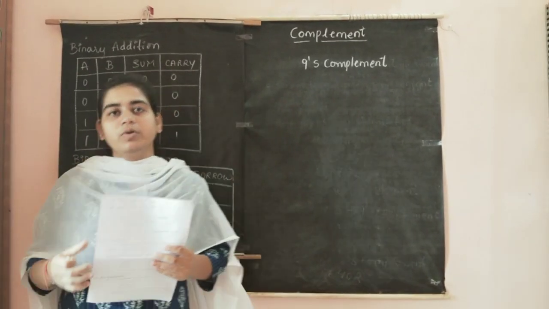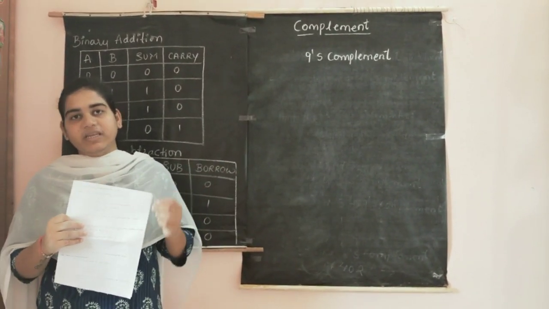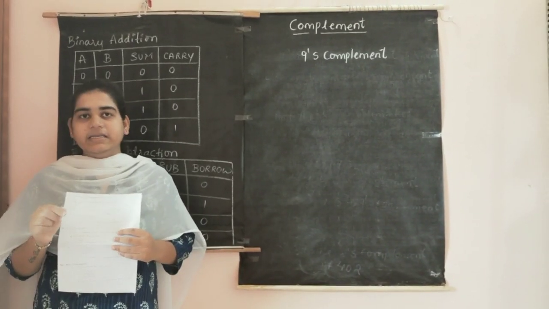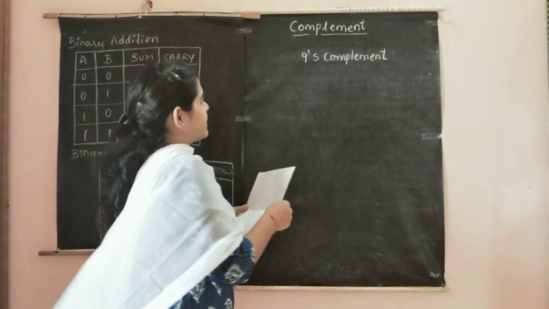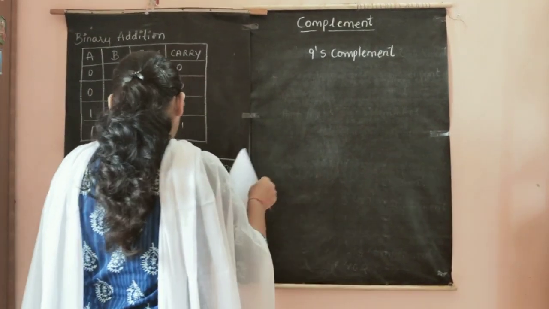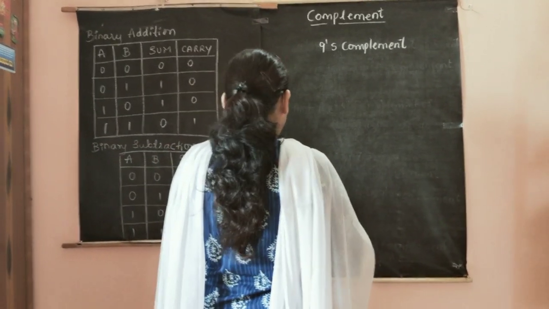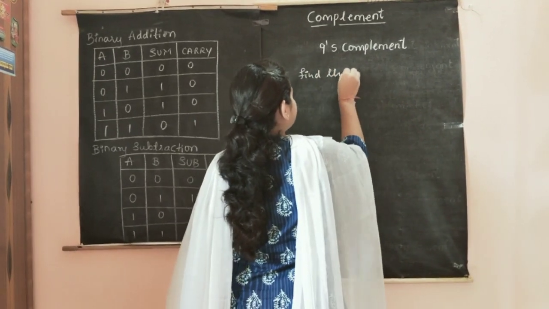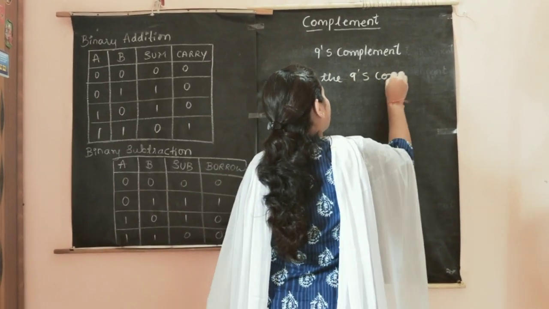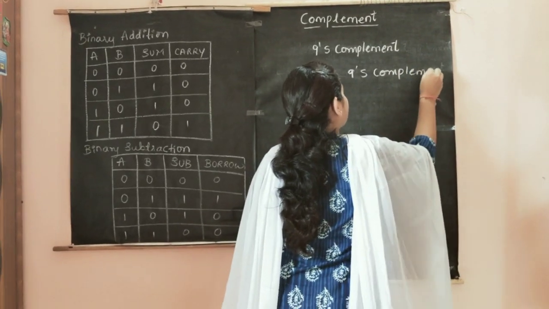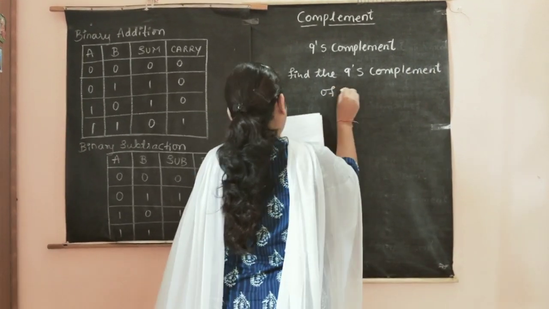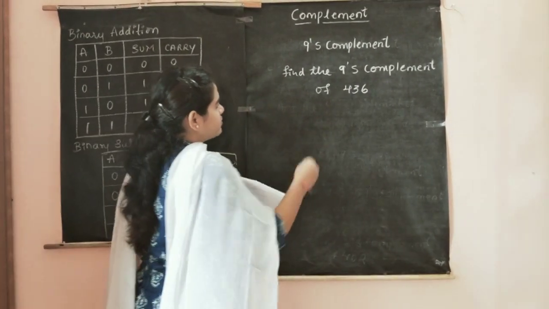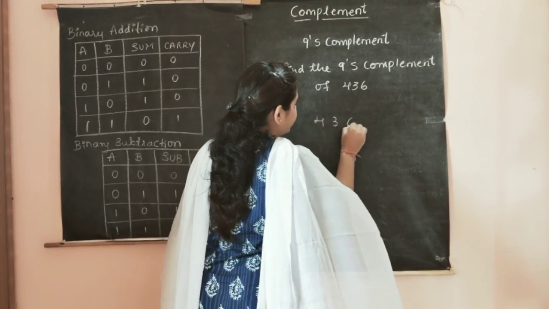Similarly to the 7's complement, to find the 9's complement of any given number, we have to subtract each digit of the given number from 9. We will consider one example: find the 9's complement of 436. As I told, we have to subtract each digit from 9.